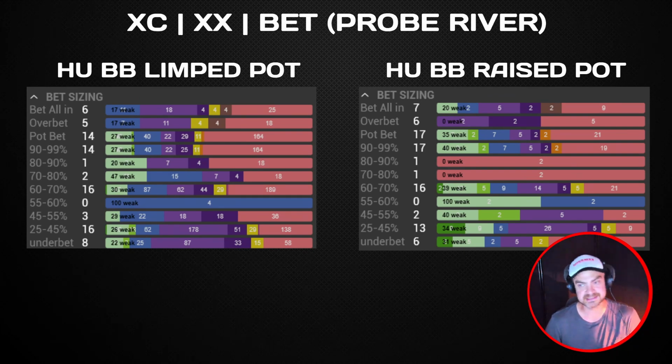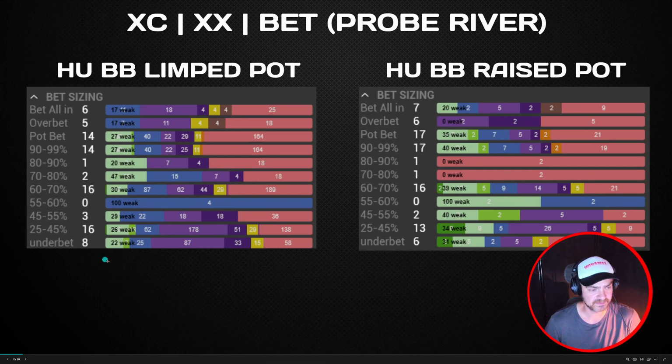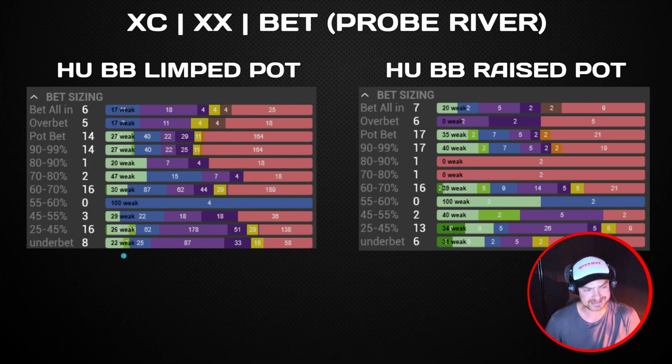So our opponent is in the big blind and we are in the heads up small blind. On the left side you see the bet sizes that our opponent uses after he check called the flop, right? So he's in the big blind, we are in the small blind, he's check calling the flop, then he's checking and we are checking back, and then our opponent is betting the river. This line is also called probe river, right? So our opponent is probing the river.